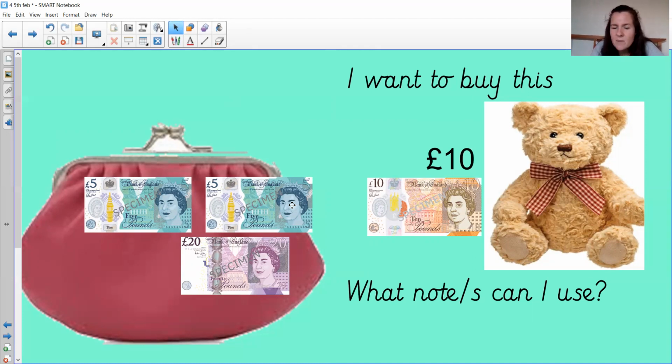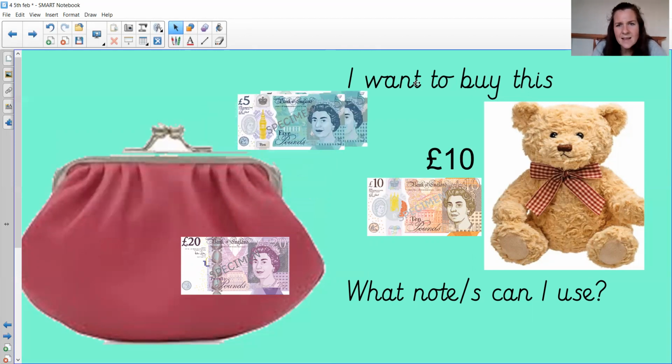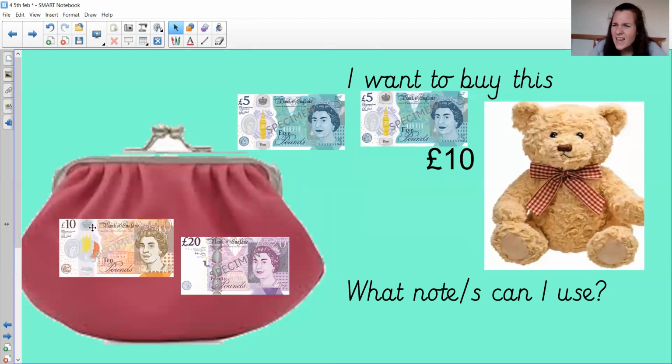So if I want to buy my teddy bear, could I use my two £5 notes? Let's work it out. So I've got £5, add another £5. That equals £10 because I know that 5 add 5 equals 10. So £5 add £5 must equal £10. Well done if you worked that out, Year One.